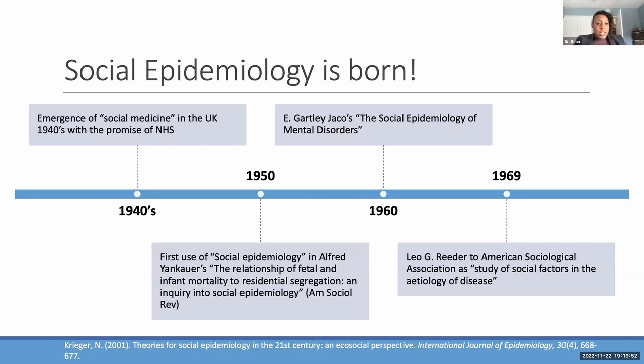So as we move forward in history, there's the emergence of things like social medicine in the UK in the 1940s with the promise of the national health system. And the word itself, social epi, wasn't actually used until 1950. The first time it was used was in a paper by Alfred Yankauer on the relationship of fetal and infant mortality to residential segregation. That was the first time the words social epi were actually used. And I want to make it a point that this was 1950. This is not that long ago.